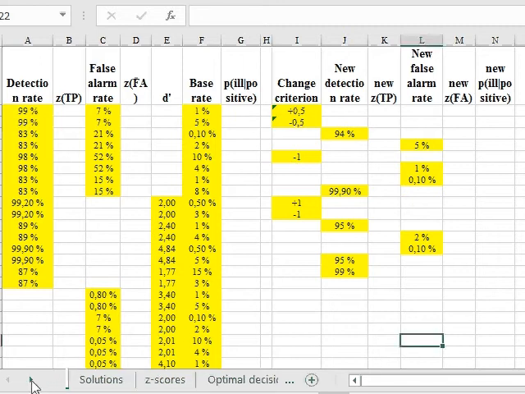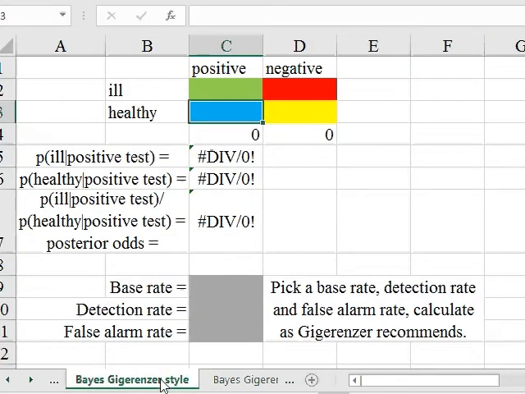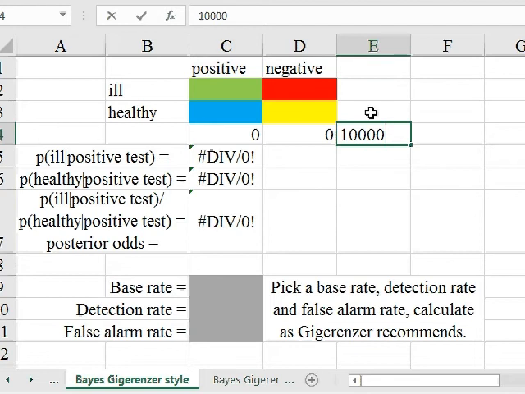And there are several pages in this Excel file. So let's go to this one here. So let's say that you assume a population of 10,000 people. Then 1% of these, which is 100, and I chose 10,000 exactly because 1% would be 100, so that we get nice round numbers. So 1%, 100 people out of those 10,000 actually have whatever condition it is.